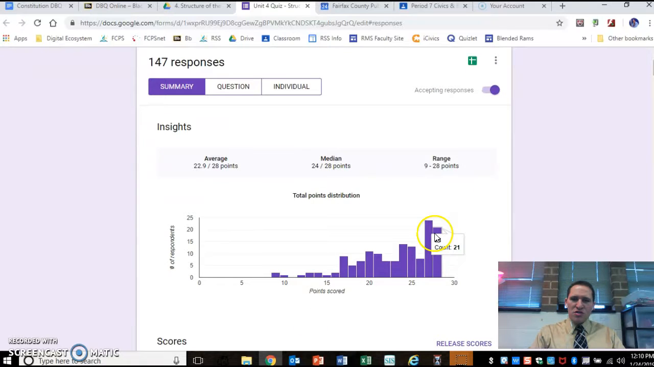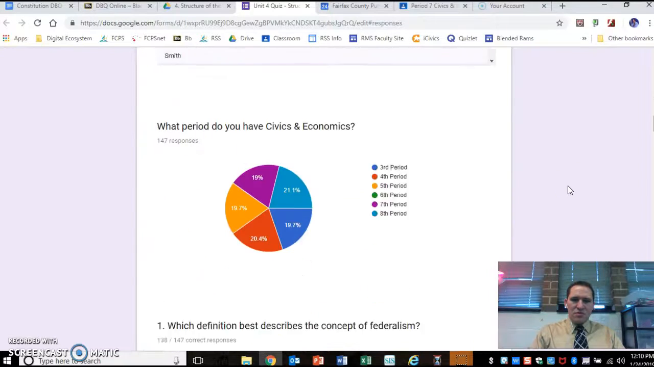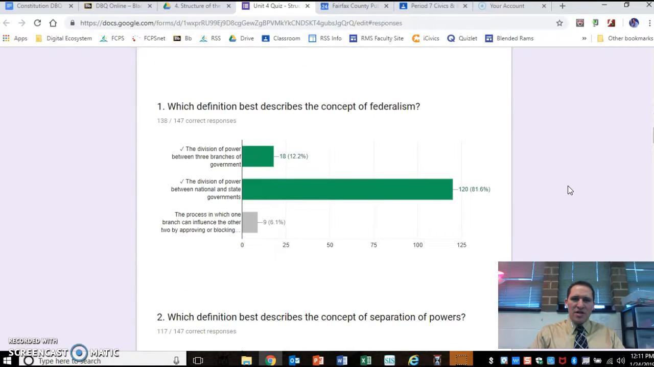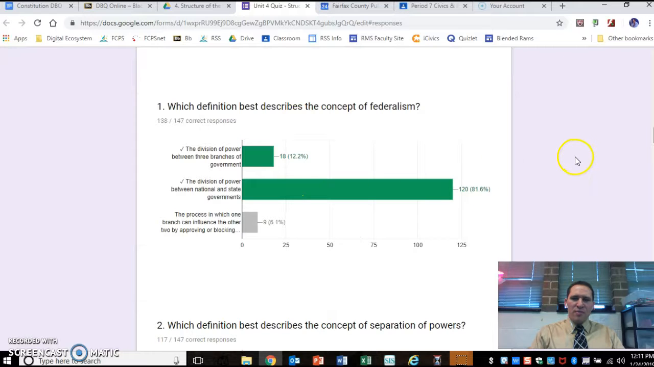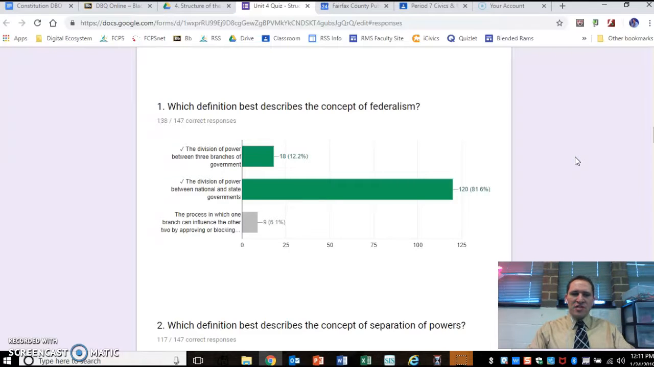You can see the range of scores, 28 being the highest, 21 out of 147 got a 28, 24 out of 147 got a 27. So it's pretty good. What I want to do down here is go over question 1. The first couple were straight vocab, the difference between federalism, separation of powers, and checks and balances. I think if you would take this quiz after you did the DBQ completely, you'd probably do even better, but that's not how we planned the unit. This is based on the vocab and some of the content we had done, some of those warm-ups in early January, leading up to this quiz in mid-January.